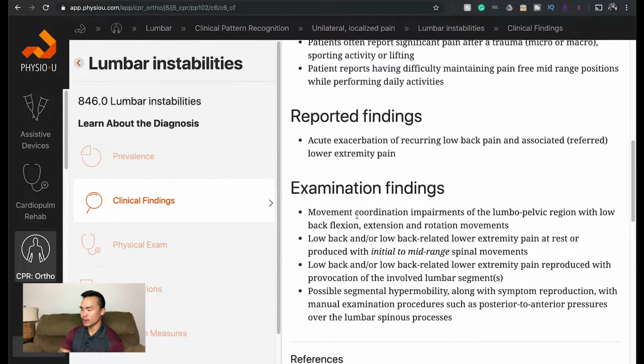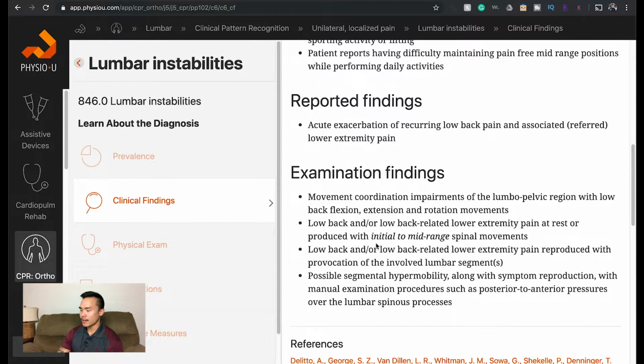Exam findings, movement coordination impairments of lumbopelvic region with low back flexion, extension, or rotation movements. Maybe. Low back and or low back related lower extremity pain at rest or produced with initial to mid-range spinal movements. Well, they didn't really have referred pain like we talked about, or related pain like we talked about, but they did have pain in that mid-range, so that could be it as well.